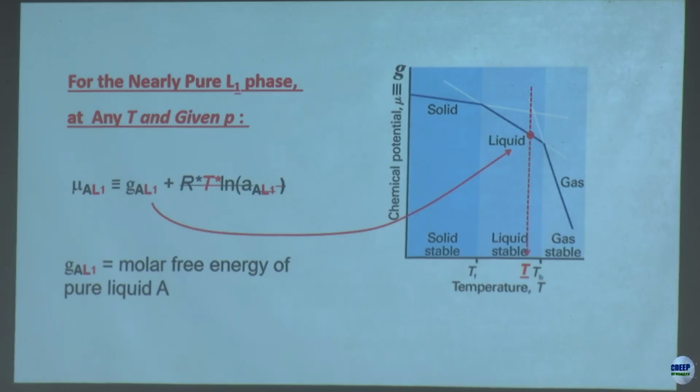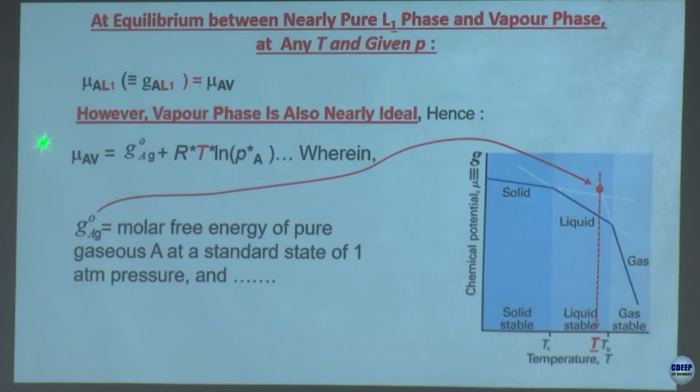Fine. So this is relatively straightforward. Now, if the vapor phase is in equilibrium with the liquid phase, then obviously the chemical potential of A in the liquid phase has to be equal to the chemical potential of A in the vapor phase.